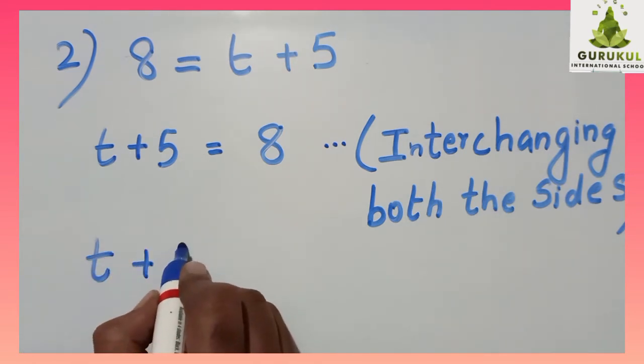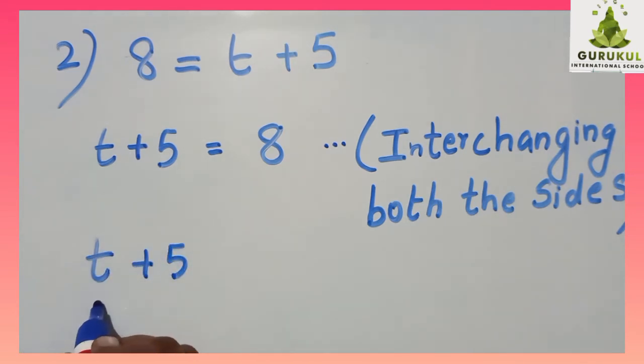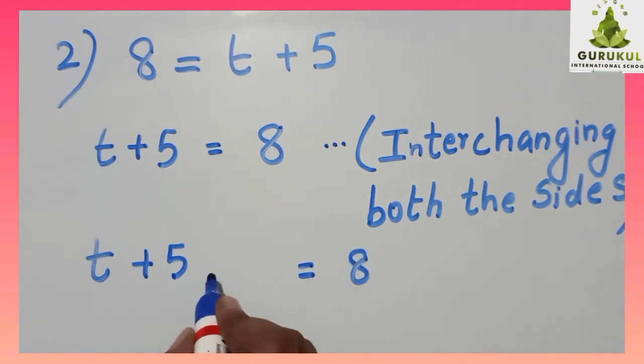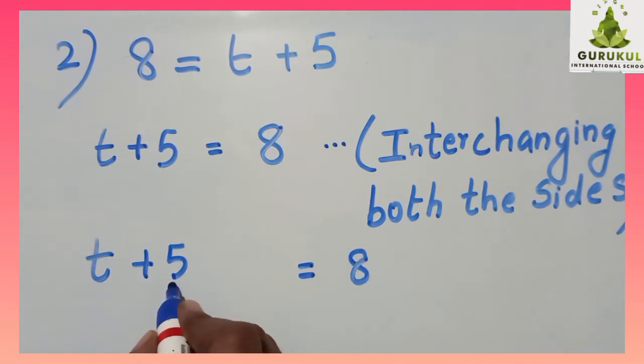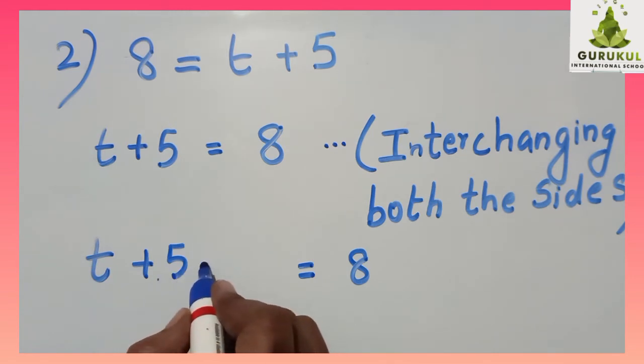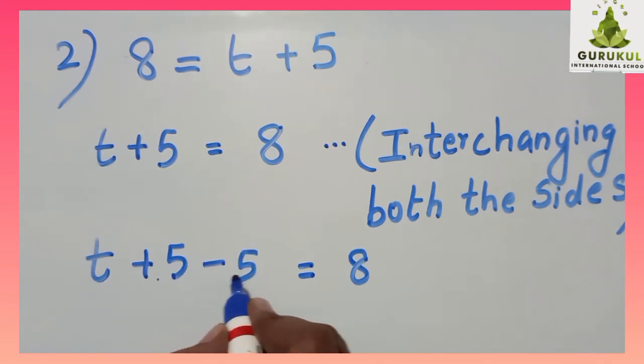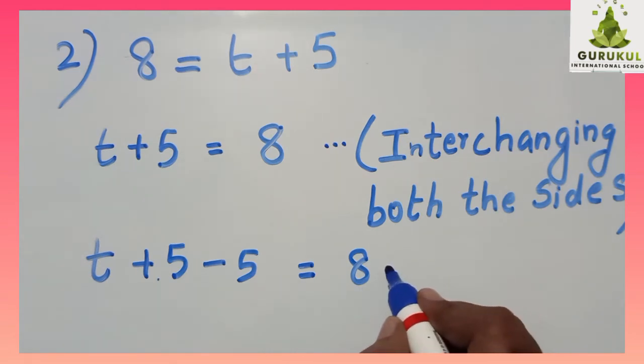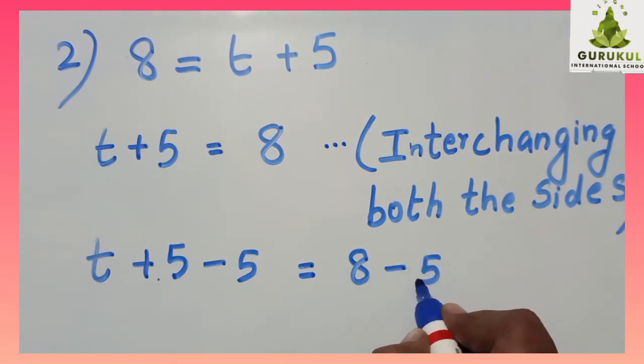So I don't want this number here with t. So how to remove it? Take its opposite. Now this is a question. So take the opposite of plus 5. So what can I do? Opposite of plus 5 is minus 5. So I am subtracting 5 from here. So if I subtract 5 from LHS, you should do the same operation on the RHS also.